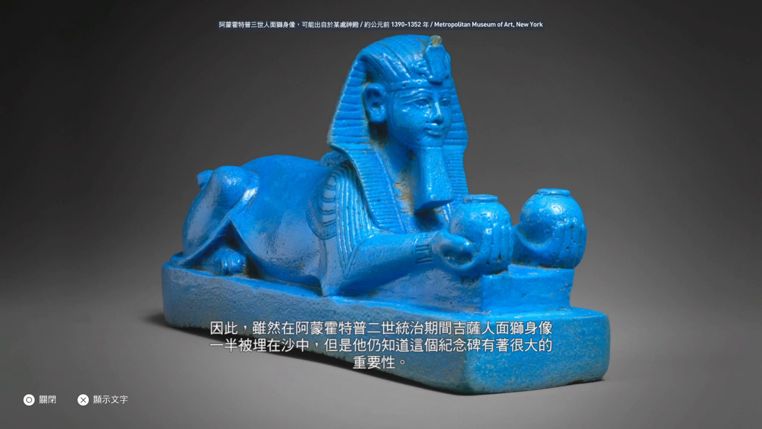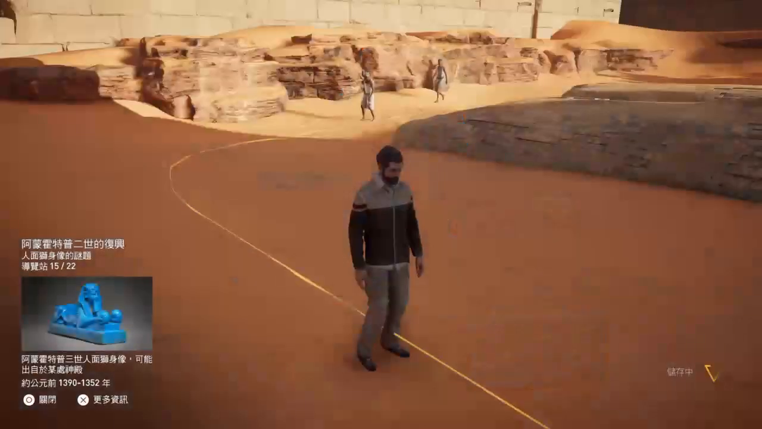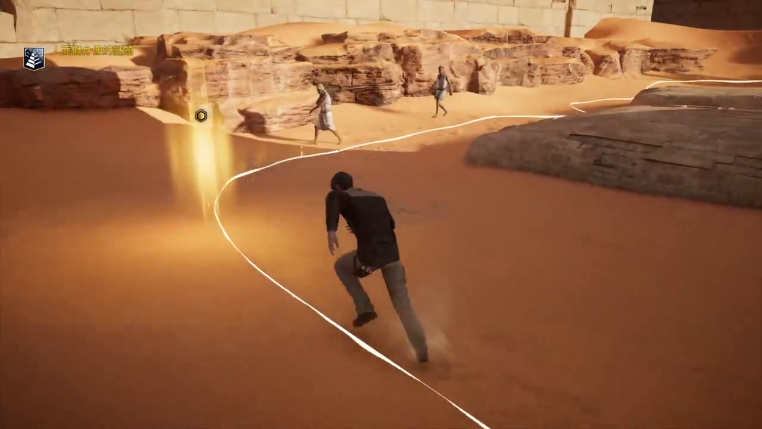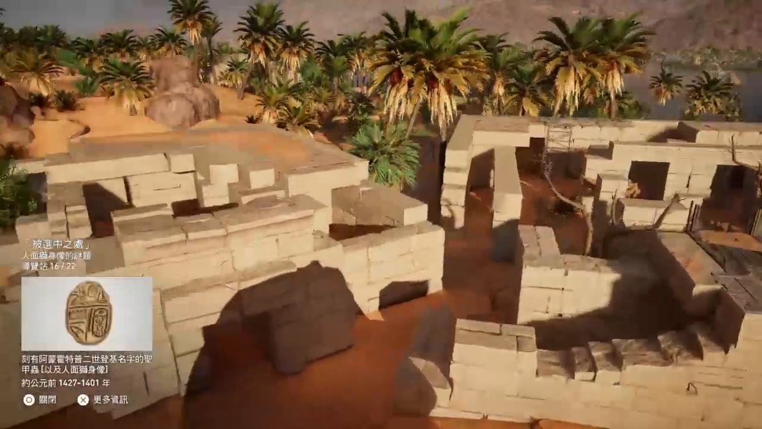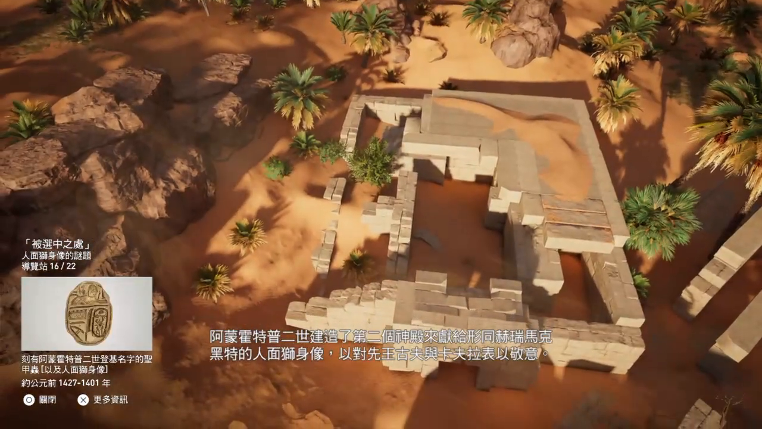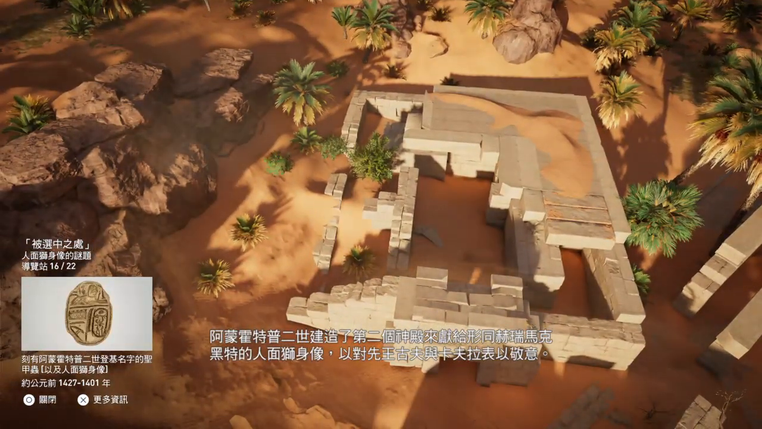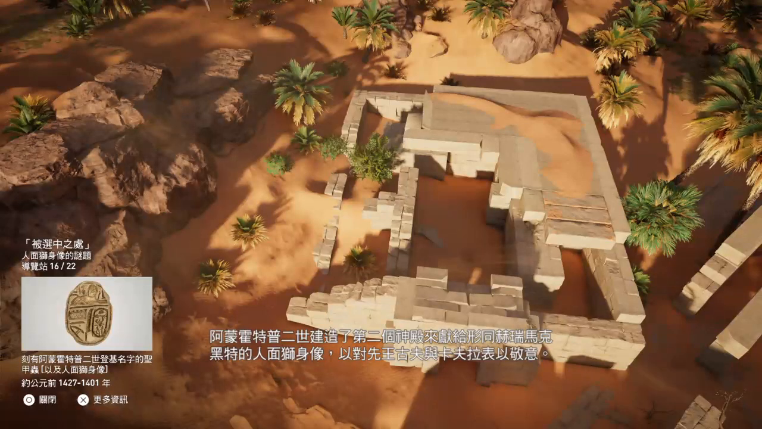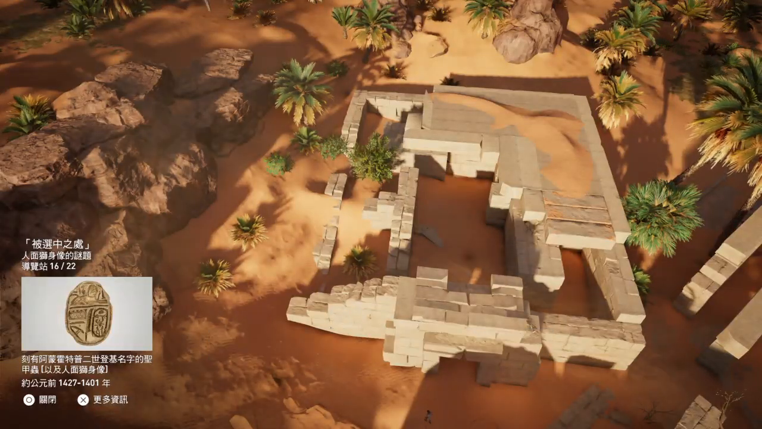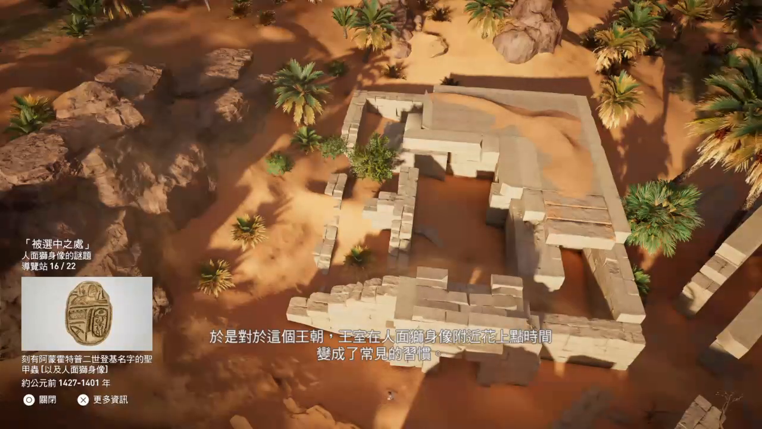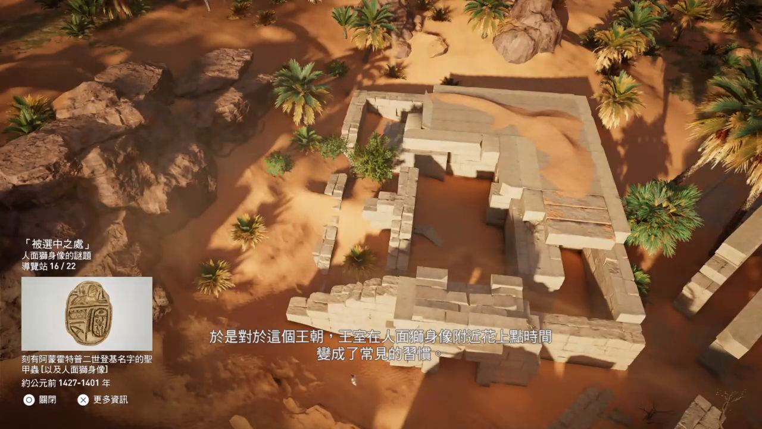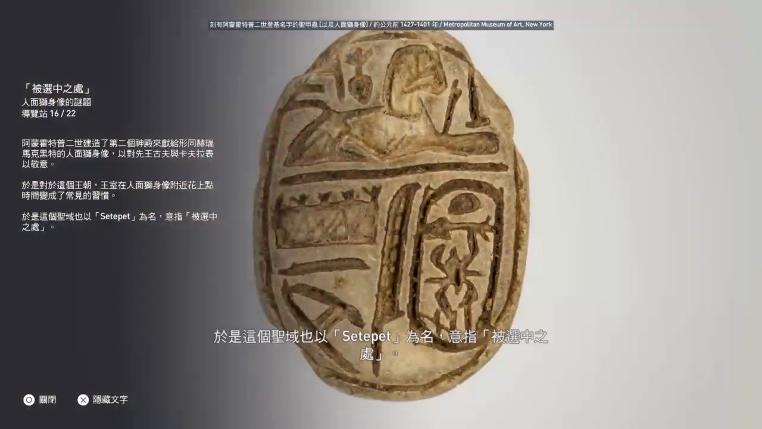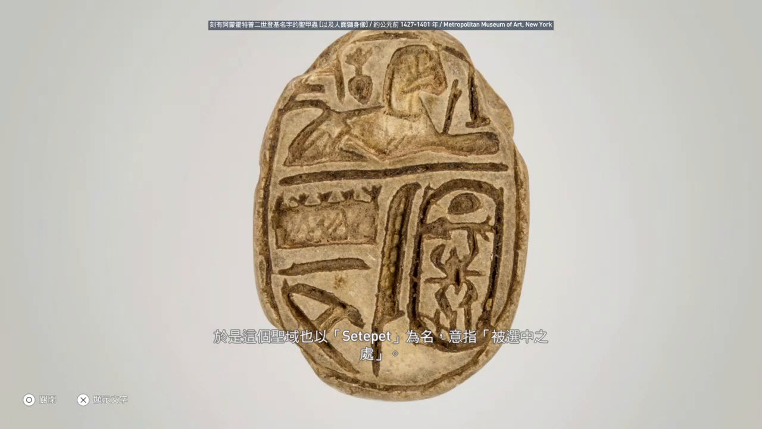Thus, despite the fact the Sphinx of Giza was partially buried under the sand during his reign, Amenhotep II knew that the monument was of great importance. Amenhotep II built a second temple dedicated to the Sphinx as Horemakhet to pay homage to Khufu and Khafre, his predecessors. It became a common habit for this dynasty to spend time with their royal courts at the Sphinx. Its sanctuary became known as Setepet, the Chosen.